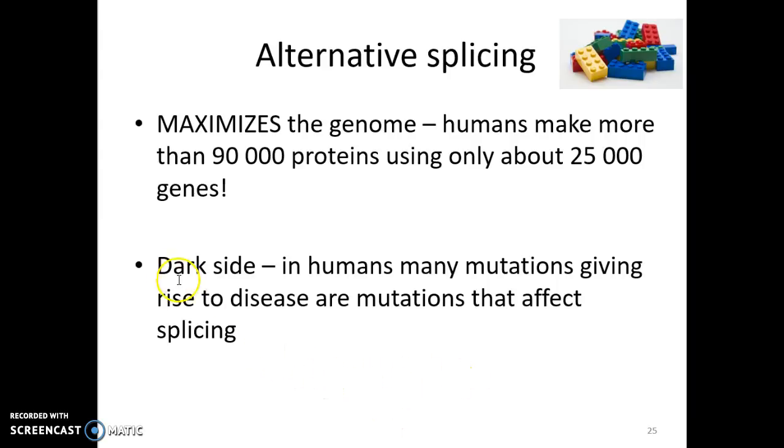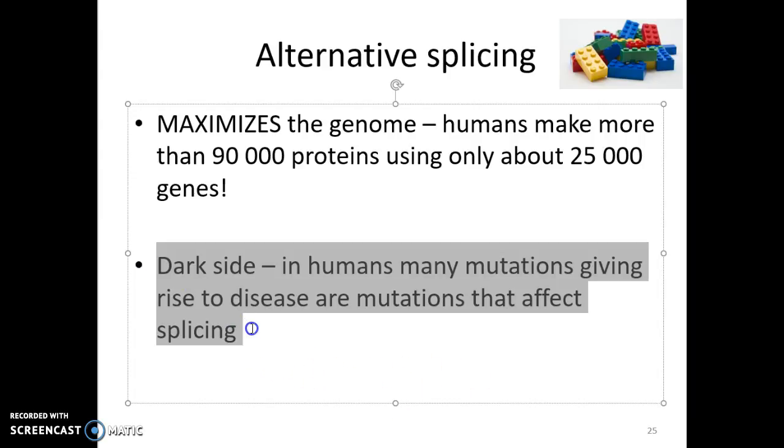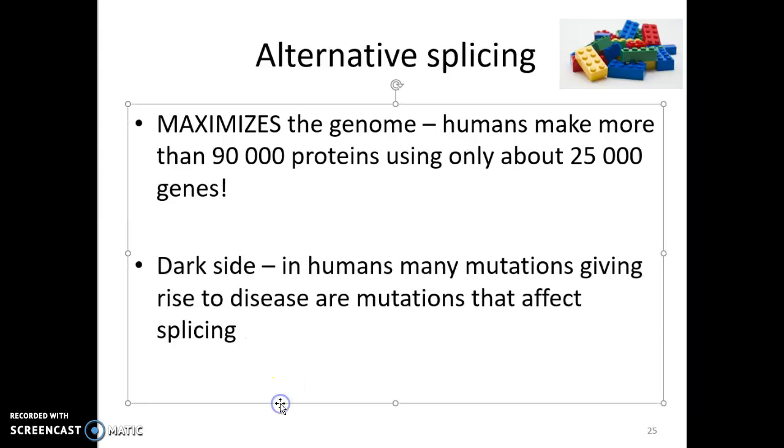A dark side to this topic of splicing is that in humans, a lot of mutations that give rise to disease are mutations that affect splice sites. So we need splicing to work very precisely. When you have a mutation that changes a nucleotide at a splice site, at an intron-exon boundary in a gene, that can result in some pretty severe alterations that can be very harmful to the human experiencing that.